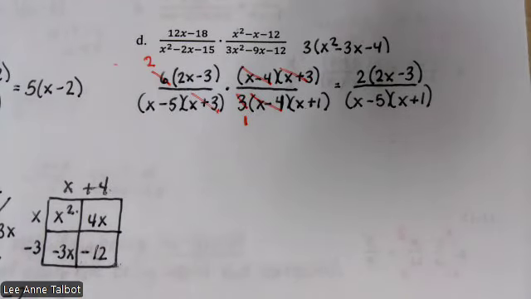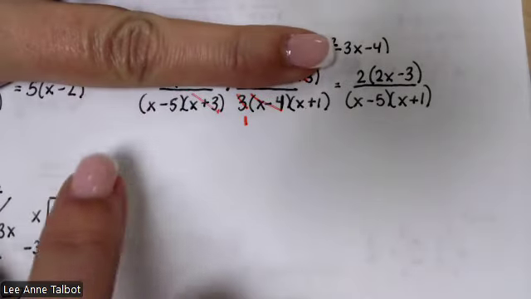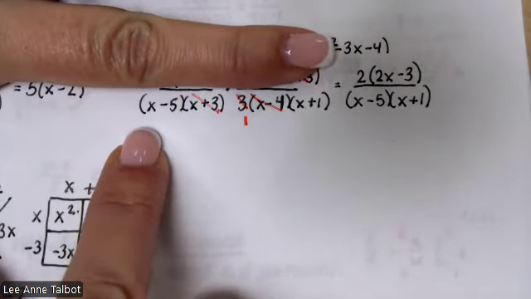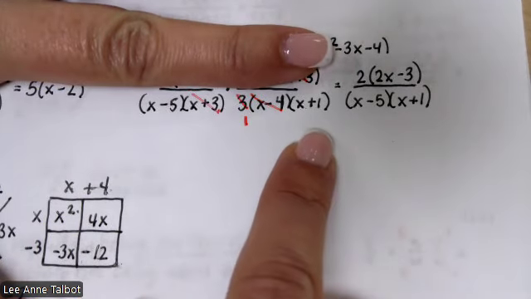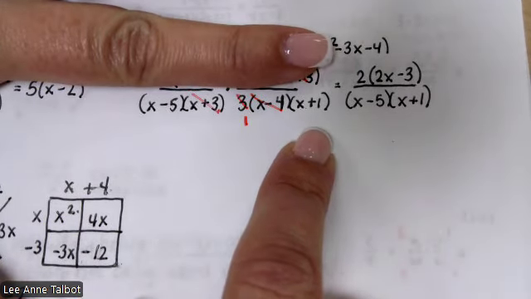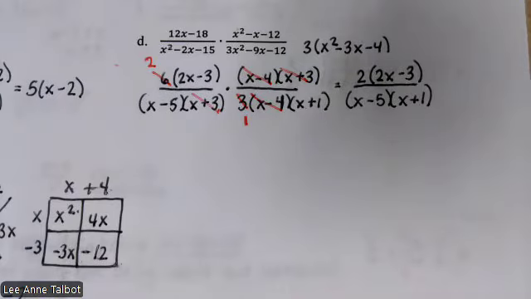Okay, now let's just talk about excluded values. We're not going to write them. This is a problem that would have 4 excluded values. If you look at the bottom, it would be positive 5, negative 3, positive 4, negative 1. Does that make sense? And since it's multiplication, you don't have to worry about the keep, change, flip part of it.